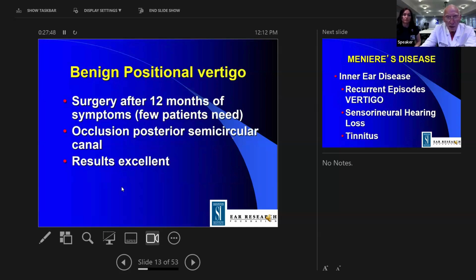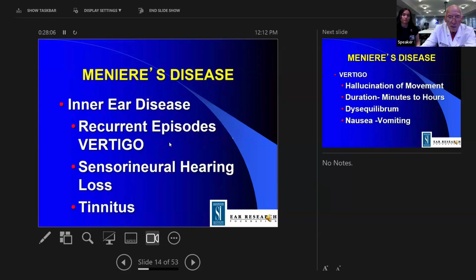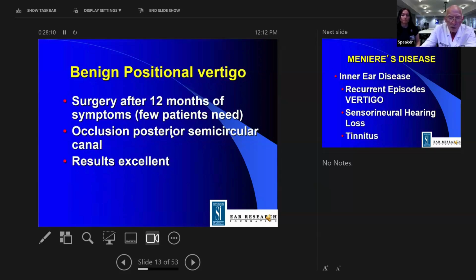Now, if the patient doesn't get better after 12 months and you've done the Epley maneuver many times, then occlusion of the superior semicircular canal stops the vertigo, and the results are excellent. We've done many of these operations, and before the Epley maneuver, we would do the surgery for the patients rather than do the Epley maneuver. The results are excellent, and they're usually lasting. They last a long time.